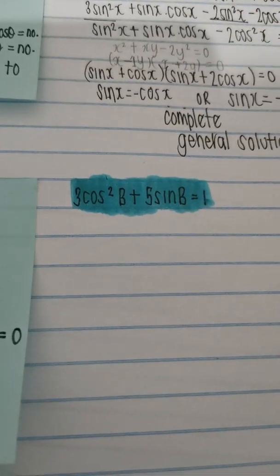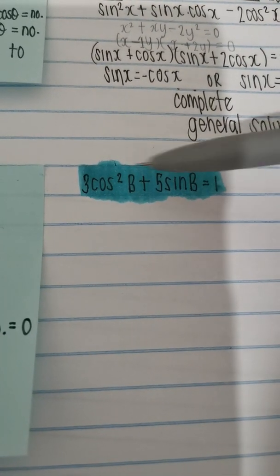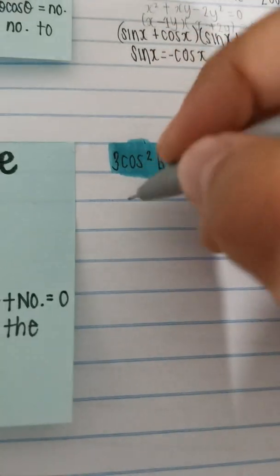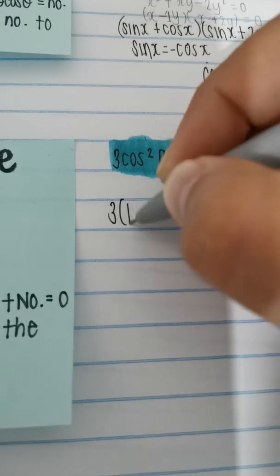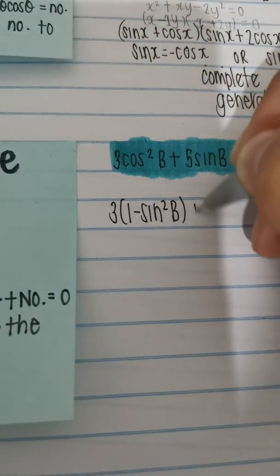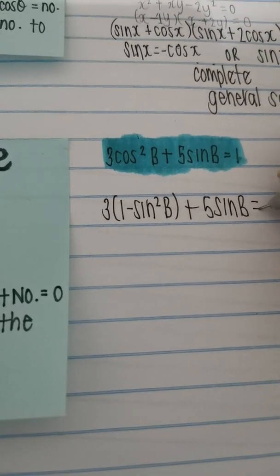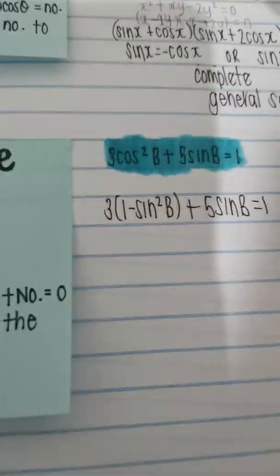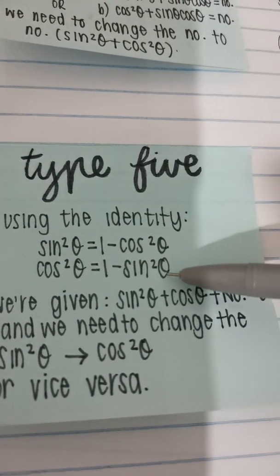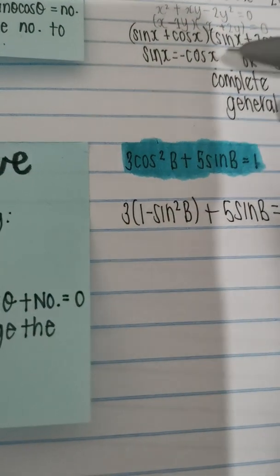And the last one, this one here, we have cos squared, but here I have sine. So I'm going to change my cos squared so that it's something in terms of sine. So this here is going to be 3 times 1 minus sine squared beta, plus 5 sine equals 1. Again, where did I get this from? We know that cos squared of something is the same thing as 1 minus sine squared. So I had cos squared, I changed it to 1 minus sine squared.